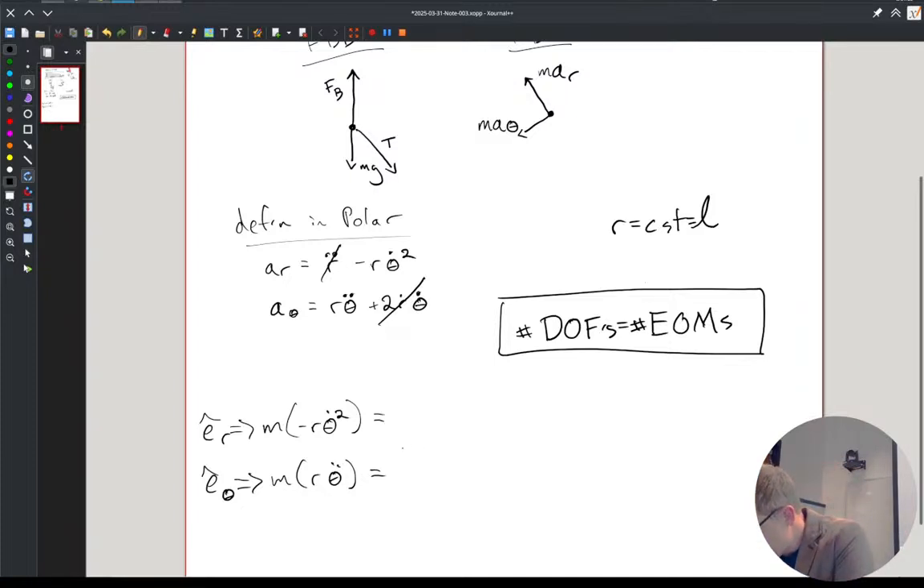So what's my R forces? Which ones are pointing in the R direction? Mg? Oh, tension, sorry. Tension? Is it trying to increase the radius or is it trying to decrease the radius? Decrease, right? So we have a negative T. Cool.